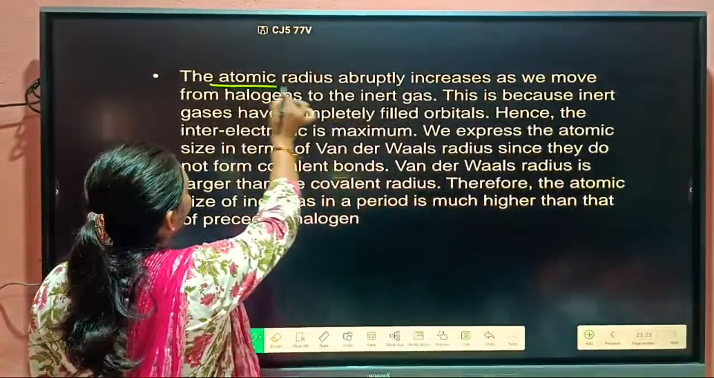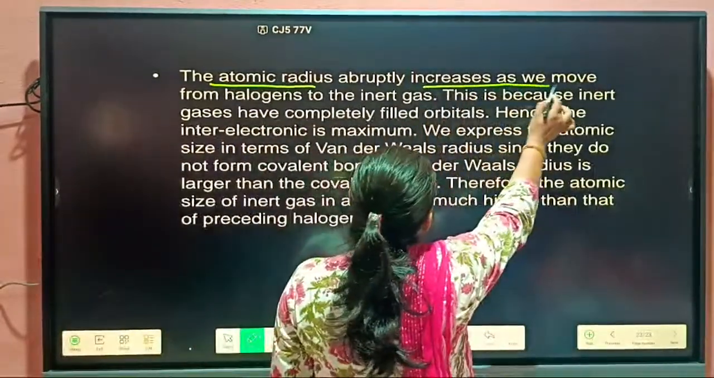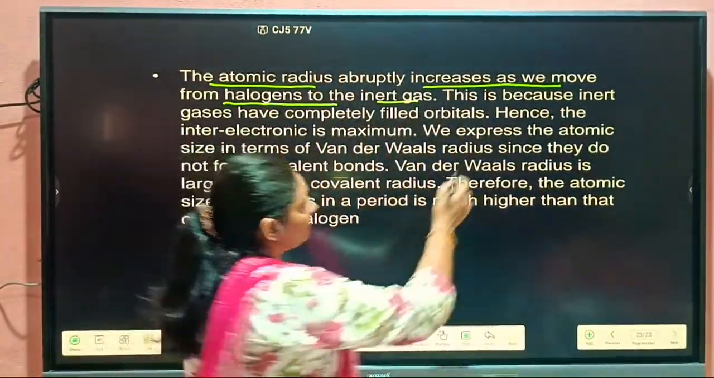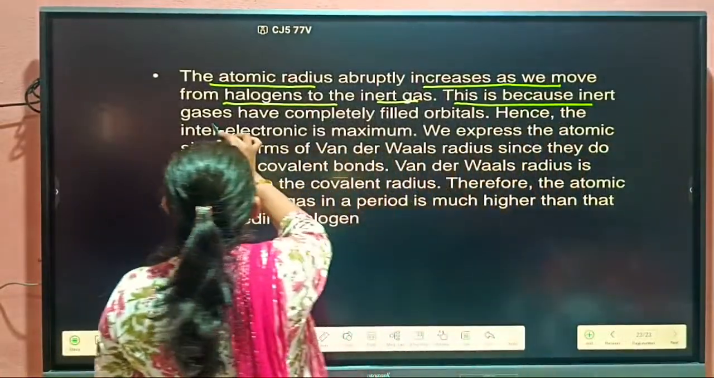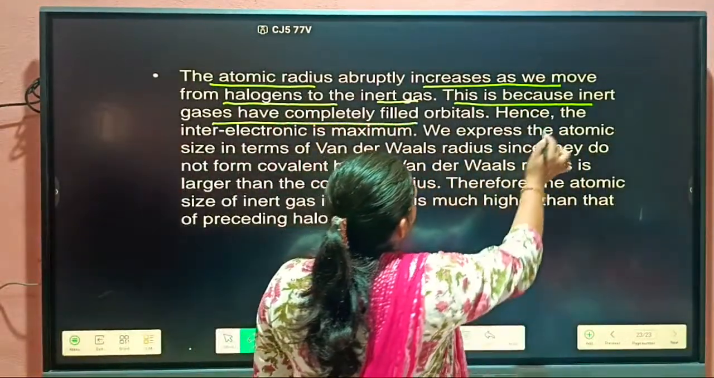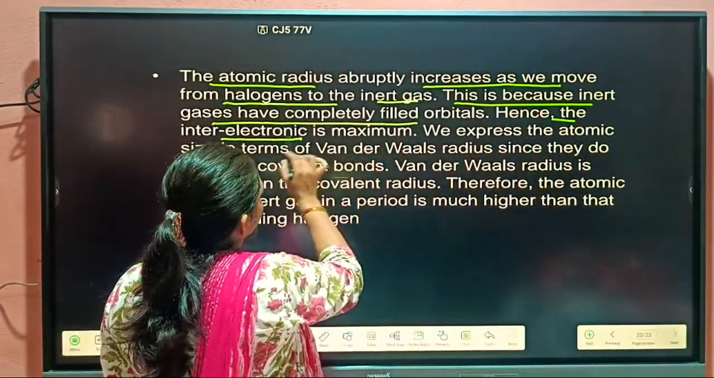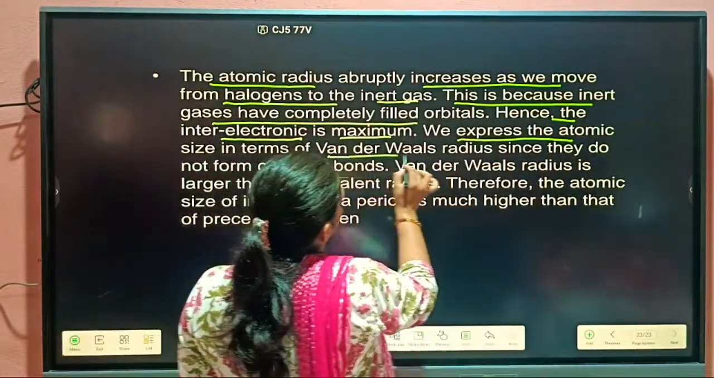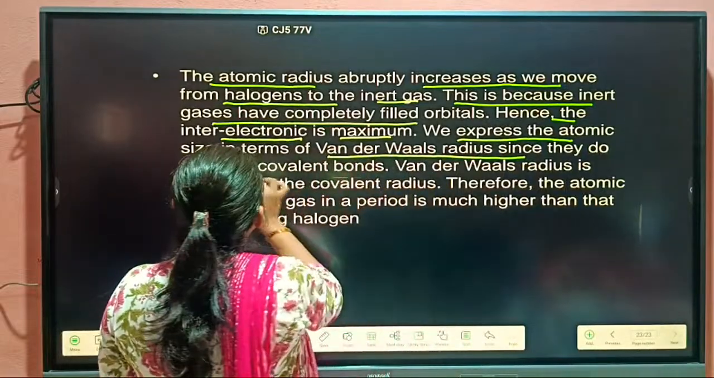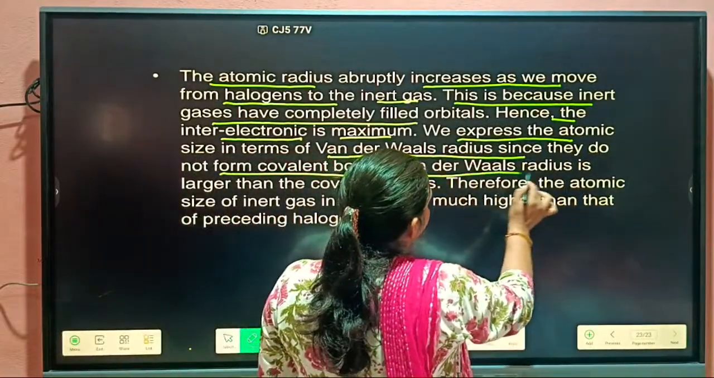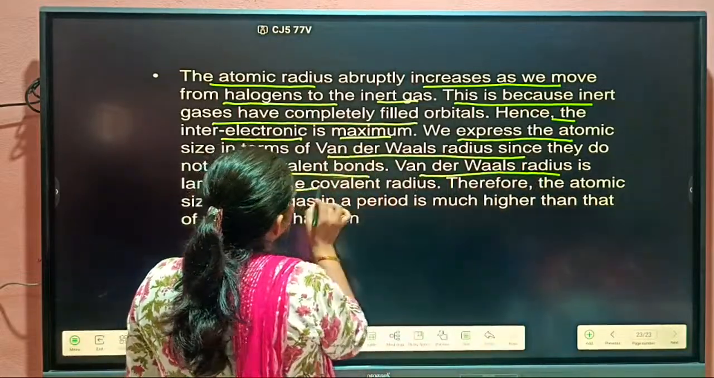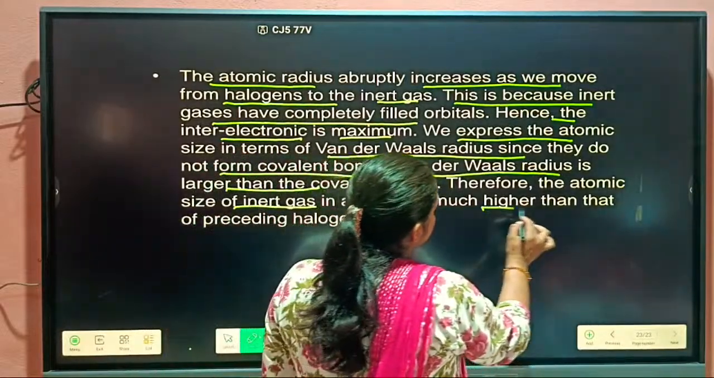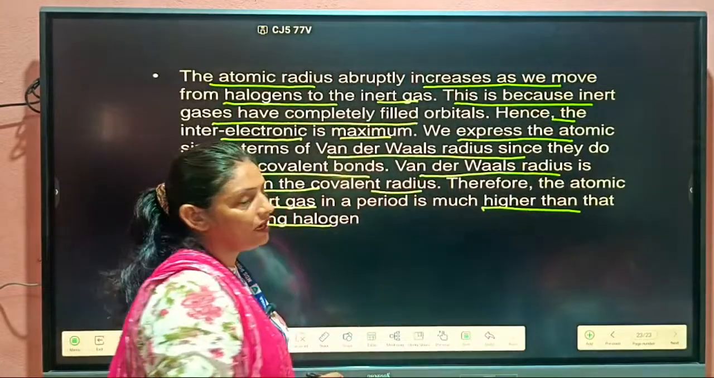Then the atomic radius increases as we move from halogen to the inert gas. This is because inert gases have completely filled orbitals, hence the interelectronic repulsion is maximum. We express the atomic size in terms of van der Waals radius since they do not form covalent bonds. The van der Waals radius is larger than the covalent radius. Therefore, the atomic size of an inert gas in a period is much higher than that of the preceding halogen.